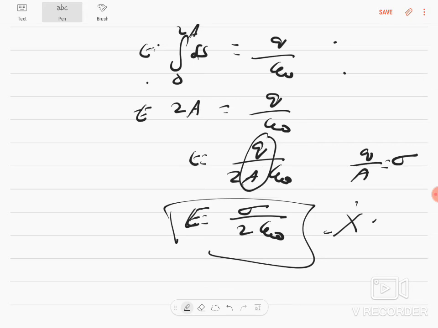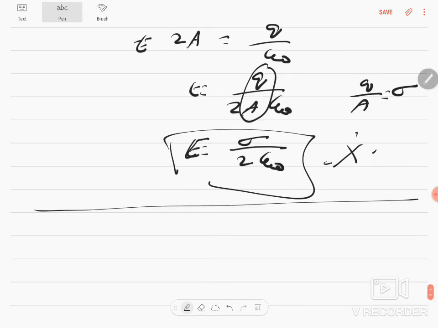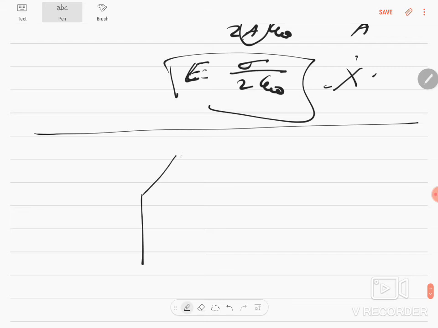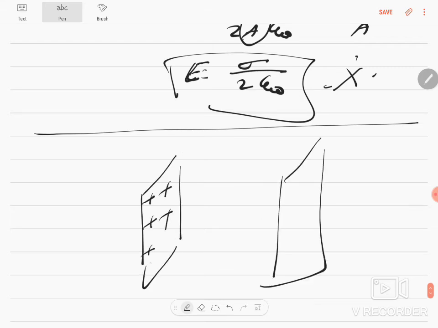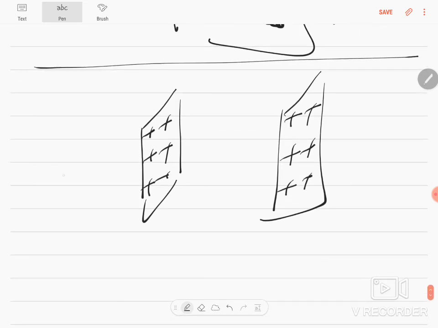Sigma by 2 epsilon naught. Now draw a plane sheet here, and draw another plane sheet here. This one is fully positive charge, and this one is also fully positive charge. Okay, call this region 1, this region 2, and this region 3.